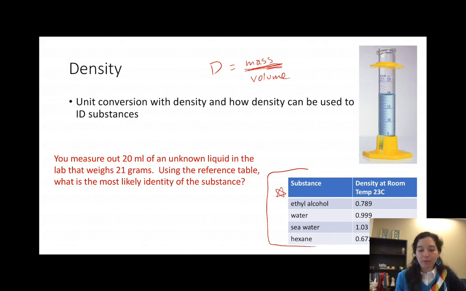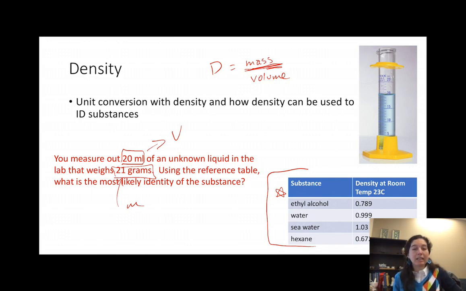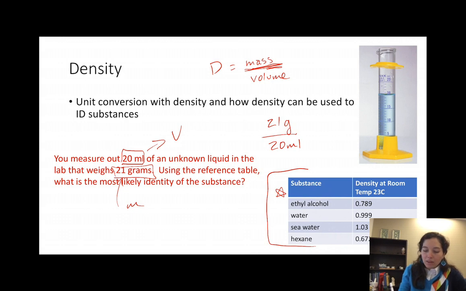Let's take a look at how to solve this one. So you measure out 20 milliliters of an unknown liquid. So this is your volume in the lab, and it weighs 21 grams. So this is your mass. Using the reference table, what is the most likely identity of this liquid? So we've got a couple of liquids to choose from. So we're going to go ahead and solve for this one. We're going to put mass, grams, over our volume. That gives us a density of 1.05 grams per milliliter.